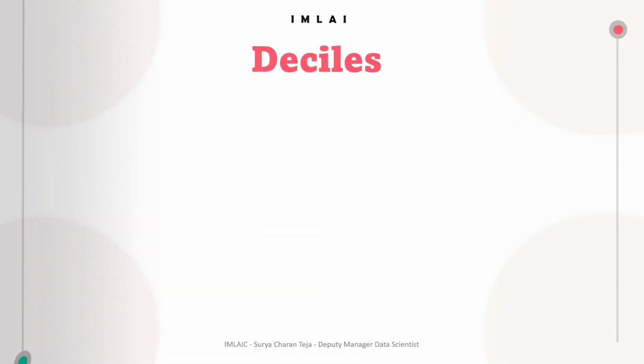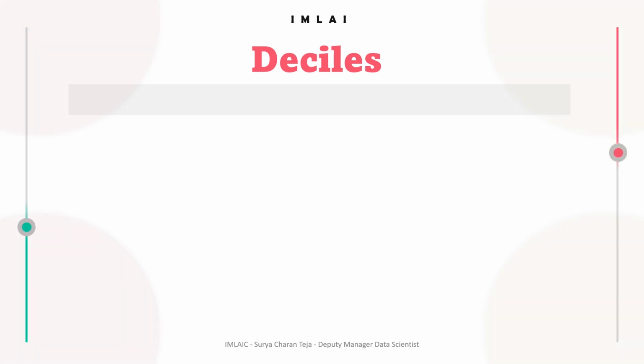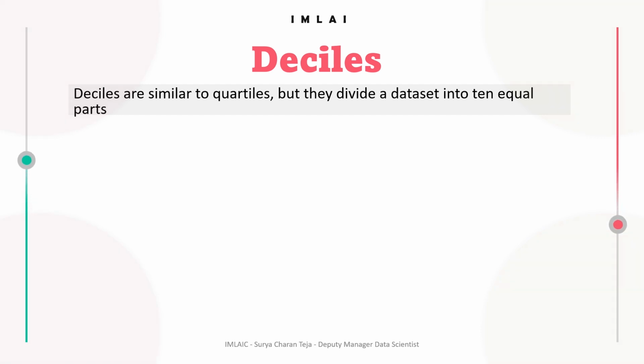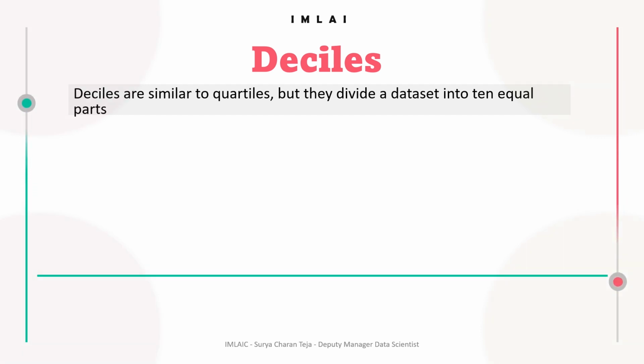Now it's time to look into the deciles. Deciles are similar to quartiles, but they divide a data set into 10 equal parts. Let me show that. So this is the overall data set. Let's take, we have 100 data points or 100 records or 100 observations.